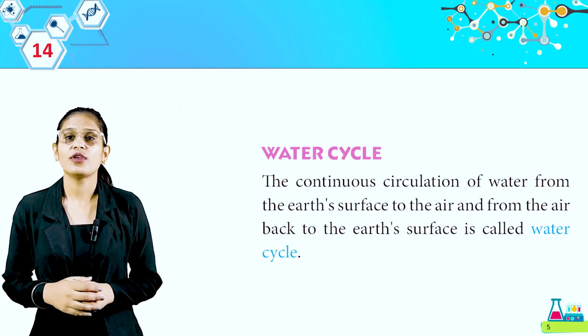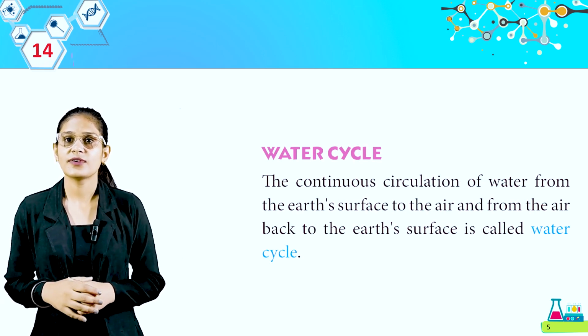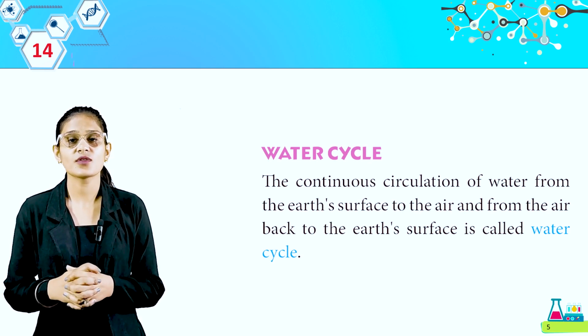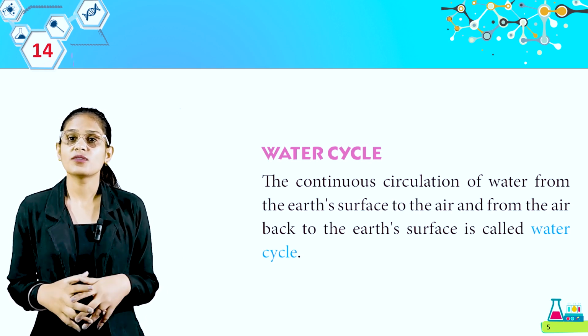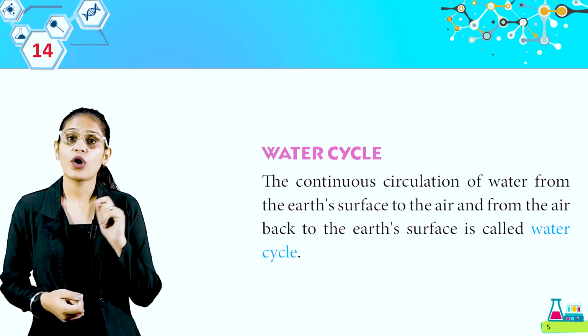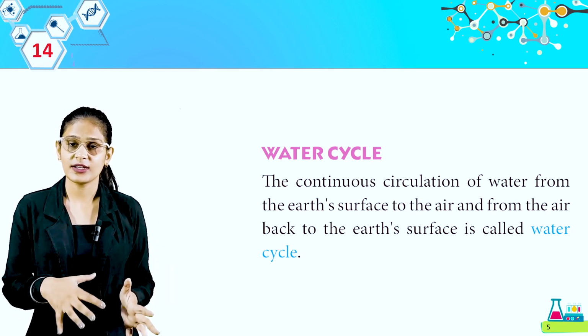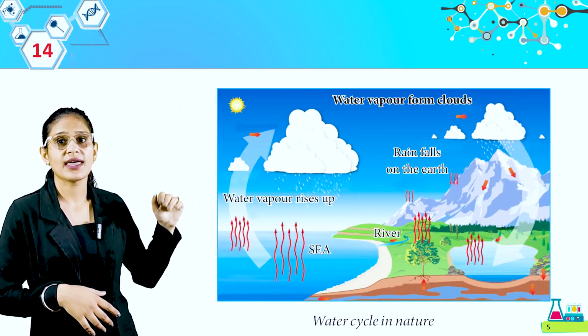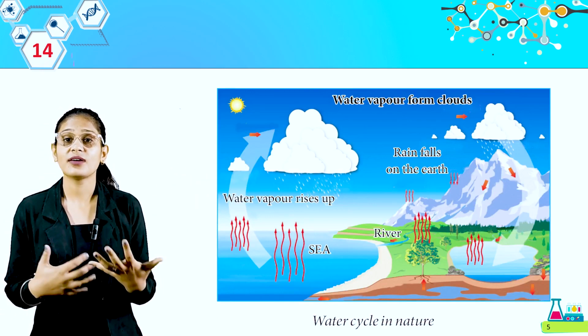The continuous circulation of water from the earth's surface to the air and from the air back to the earth's surface is called the water cycle. So students, what is the water cycle? The continuous circulation of water from air to earth and from earth to air. Get it? Look at this picture, water cycle in nature. So whose water cycle is this?